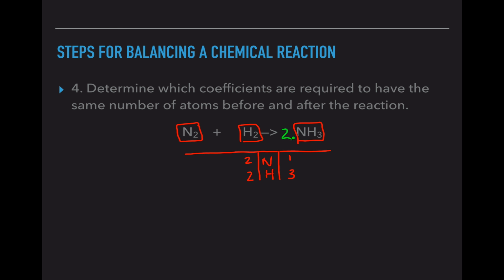So I'm going to put 2 out front here, and when I do that, that changes this H to a 6, but it also changes this N to a 2. And then I'm going to put a 3 out front here, which changes that H also to a 6. So 2 and 2, 6 and 6, that chemical formula is balanced.